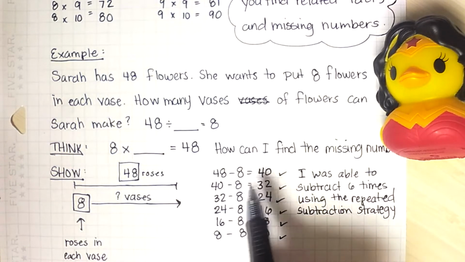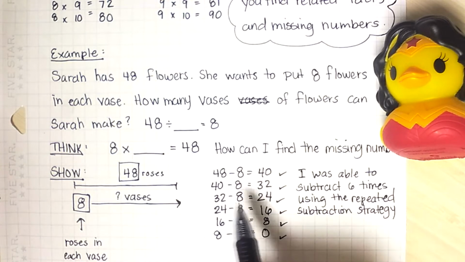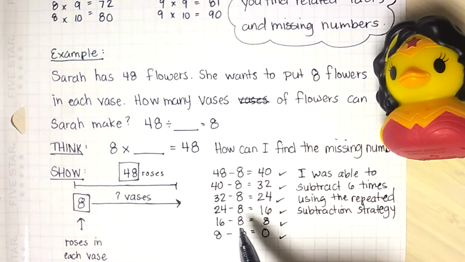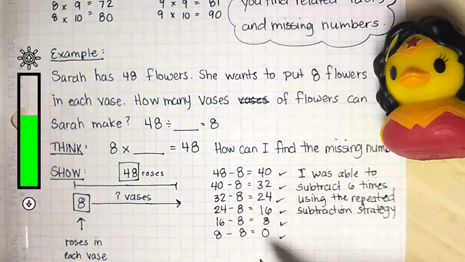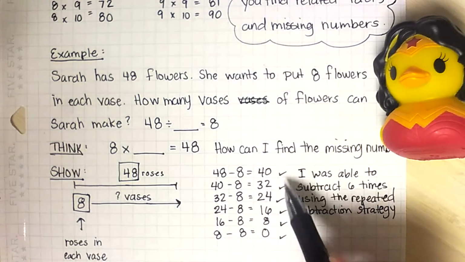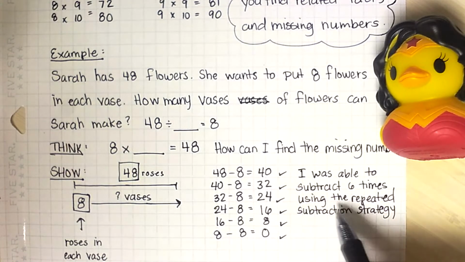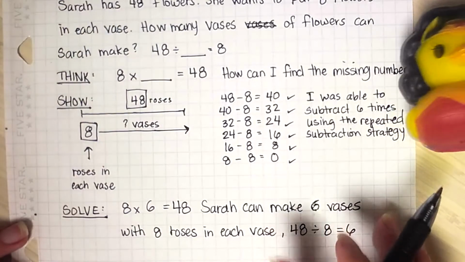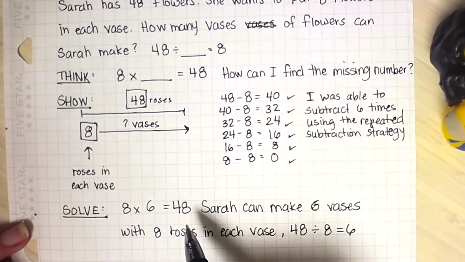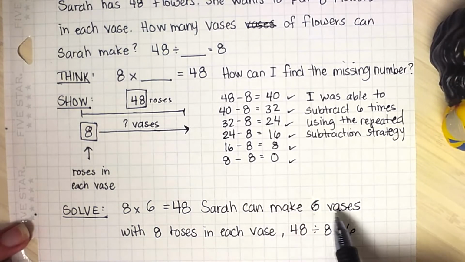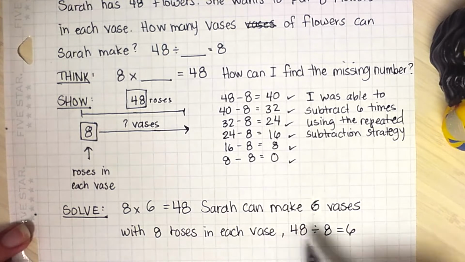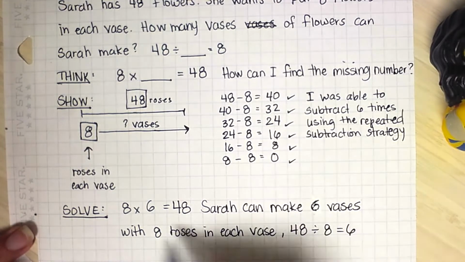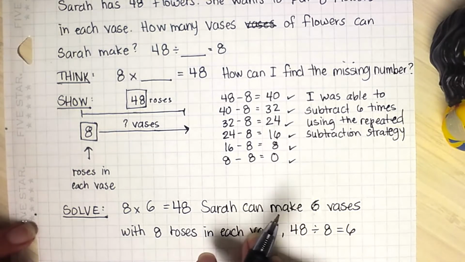So 48 minus 8 gave me 40. 40 minus 8 was 32. 32 minus 8 was 24. 24 minus 8 was 16. 16 minus 8 was 8. And 8 minus 8 was 0. So I was able to subtract 1, 2, 3, 4, 5, 6 times using the strategy of repeated subtraction. So if I know that 8 times 6 is 48 and 6 times 8 is 48, I know that Sarah can make 6 vases with 8 roses in each vase. Because these are all related facts, 48 divided by 8 is going to be equal to 6. So these are part of a fact family.